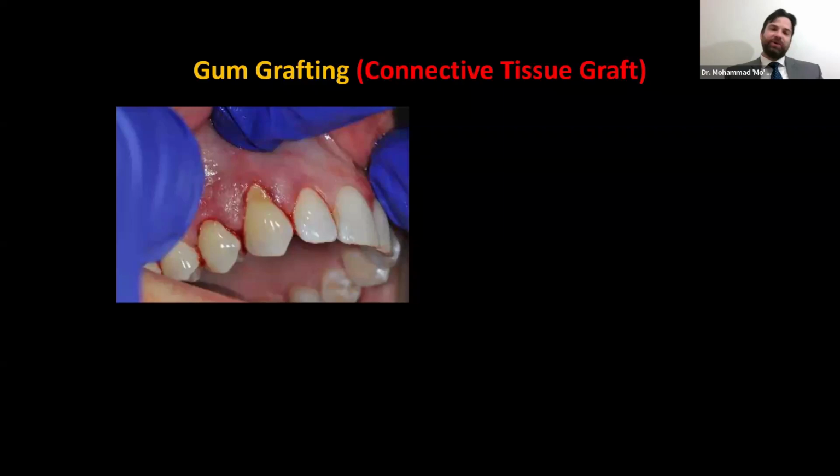So what you're looking at is a case where we have recession associated with tooth number 13, a little bit on 14 as well. The interesting thing is, in this image, all the incisions have already been given. All the things that you need to do at the recipient site, already done. So that's one of the reasons I really like this technique of connective tissue graft.